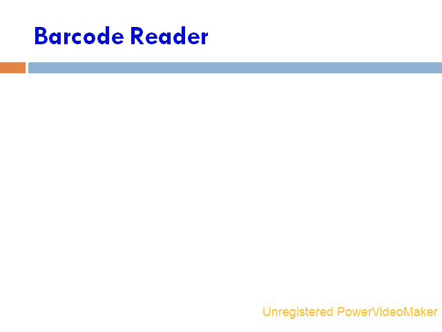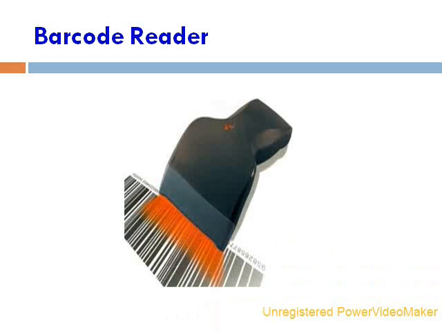Another input device which you have seen in some places, for example, in some supermarkets such as ShopRite, is a barcode reader, which is used to read details of a product that you have picked from the shelf before you pay at the counter. So here is a picture of a barcode reader. Barcode readers have various shapes. This is one of the shapes of barcode readers.